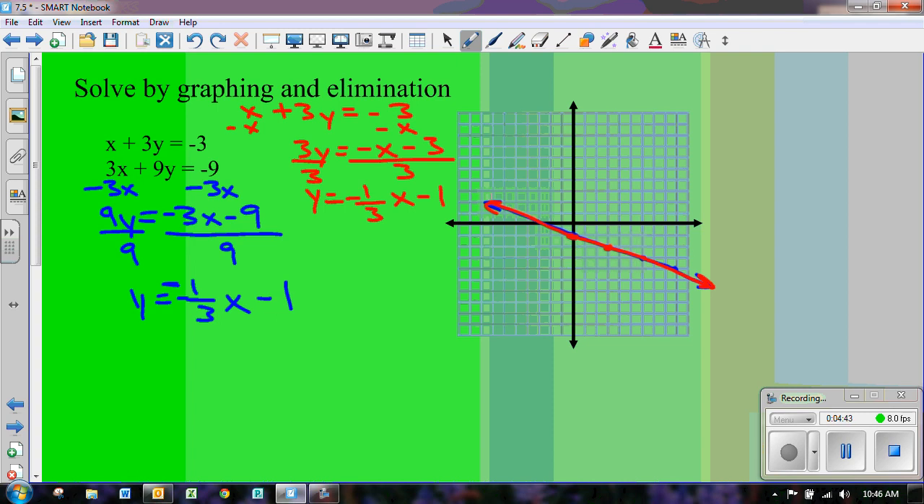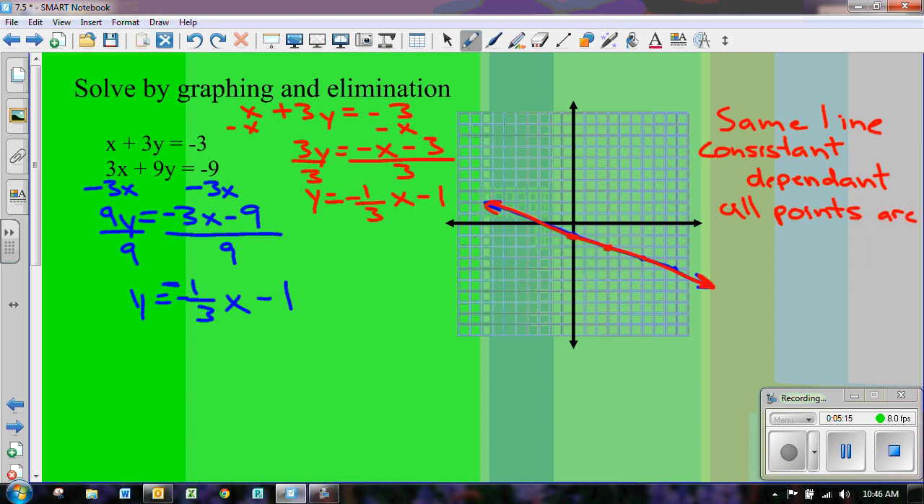Because of that, since it's the same line, they have another special name, and that is consistent dependent. Remember, consistent means that they share at least one point. So consistent dependent, same line. What that means is that all points are solutions. Every single point that you have for one of them will always work in the other.